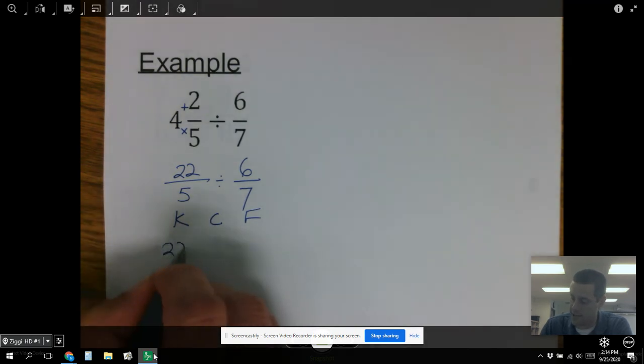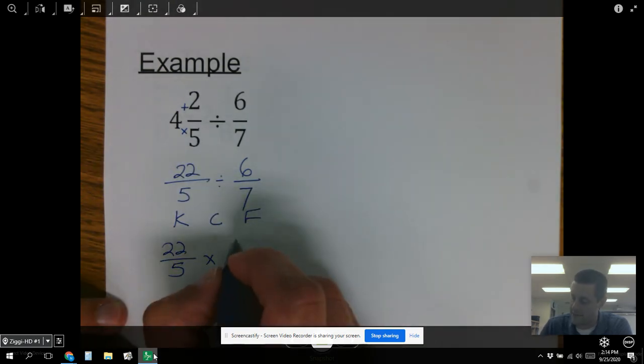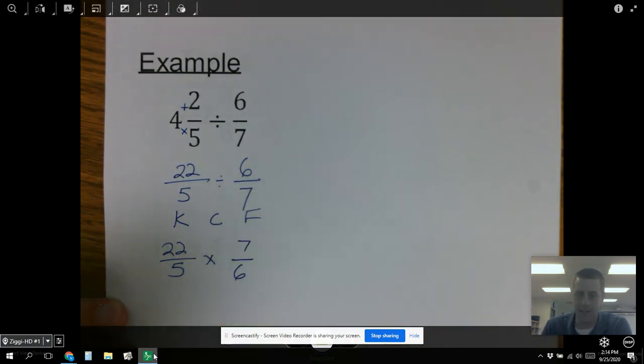Keep the first fraction the same, 22/5. Change division to multiplication, and now flip 6/7 to become 7/6. Now, because we're multiplying, we can simplify any diagonals that share a common factor.